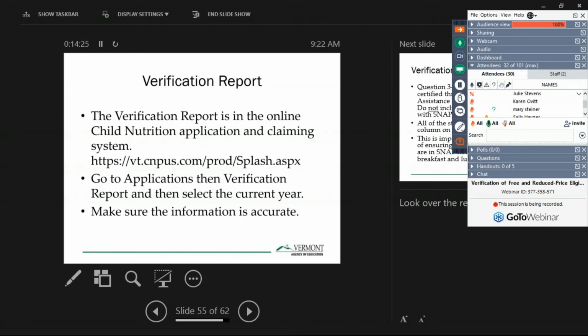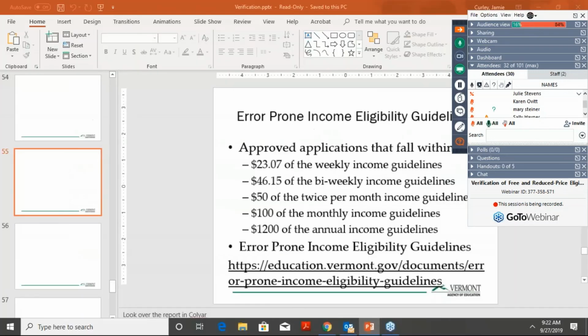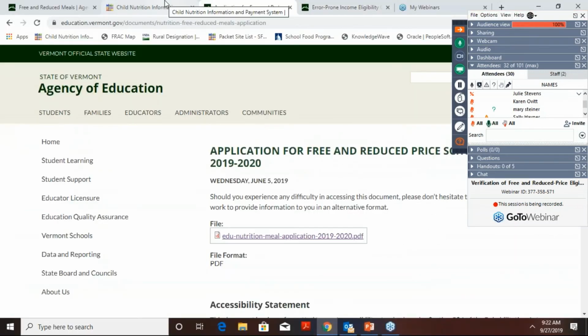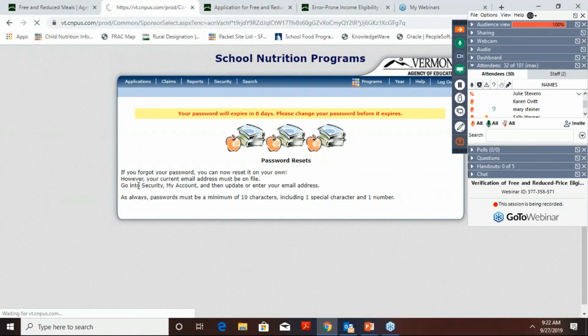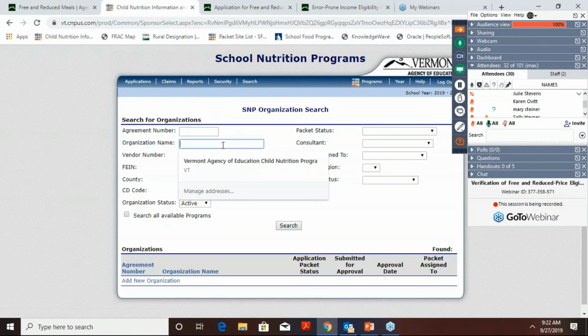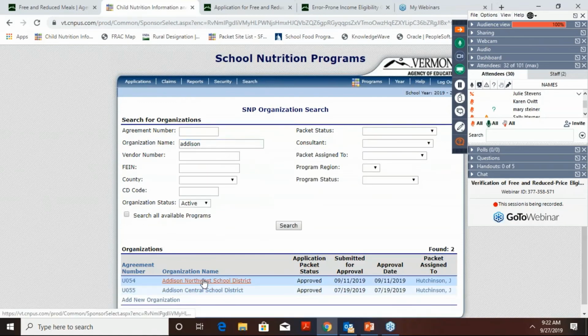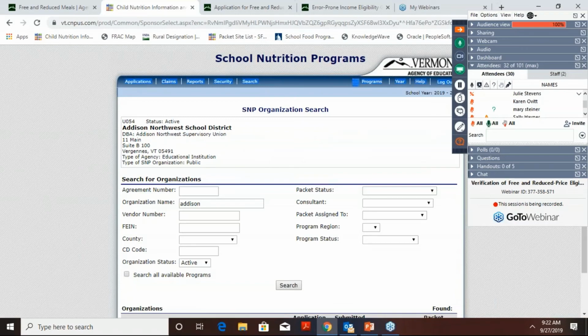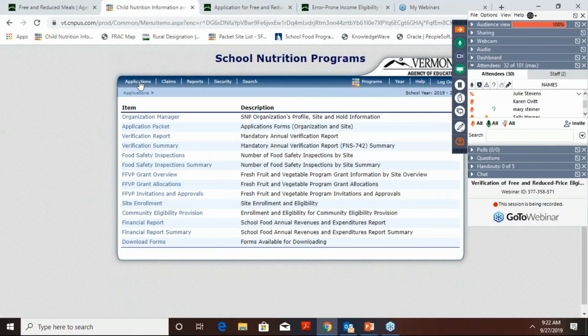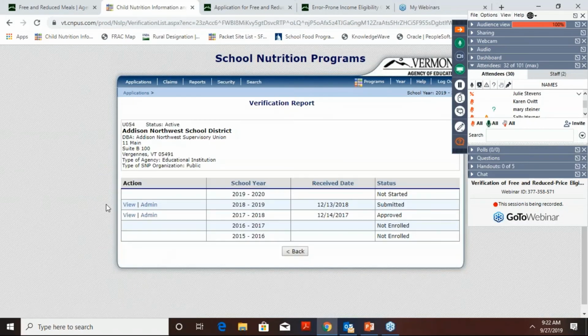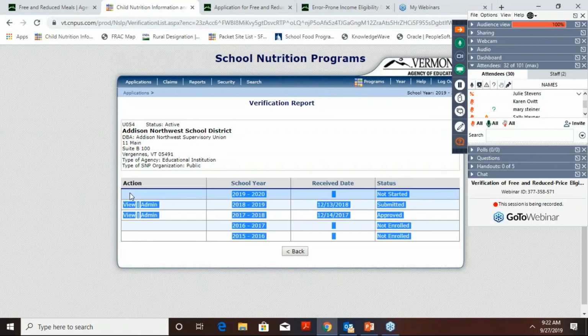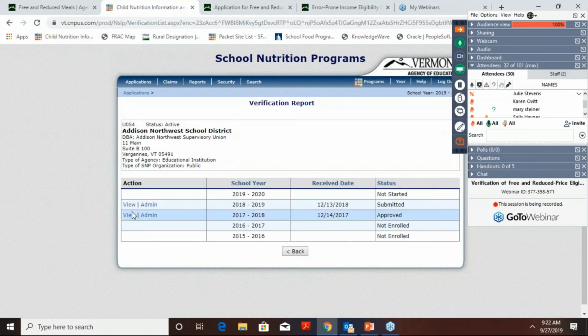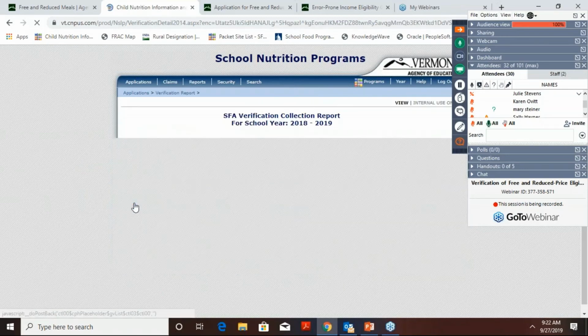I'm going to walk you guys through the verification report. I am just going to pick on Addison Northwest because they're at the beginning of the alphabet. And I know Kathy, if she's listening, won't mind, but just so that you guys can see what this looks like. So I know your screen might not look exactly the same as mine, but when you go in, you're going to hit applications, and then you're going to select verification report. The report, of course, for this year isn't open yet because we're not even started with verification. So I'm just going to click on last year's.